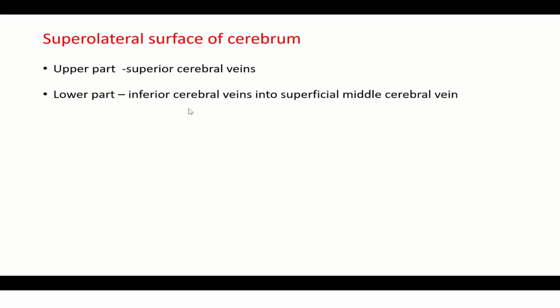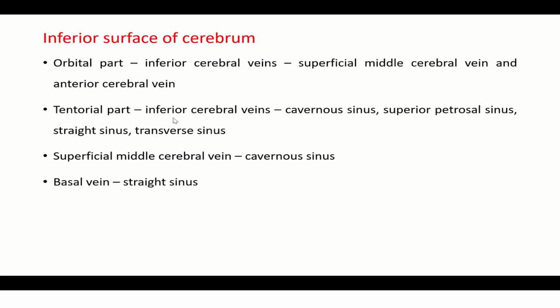So the superolateral surface of the cerebrum is mainly drained like this. The upper part is drained by superior cerebral veins, and the lower part is drained by inferior cerebral veins into the superficial middle cerebral vein. The superior cerebral veins drain into the superior sagittal sinus.